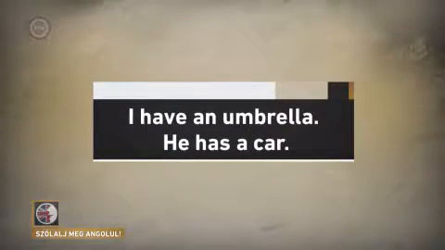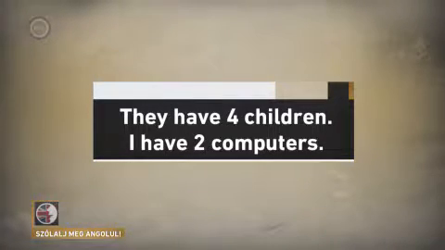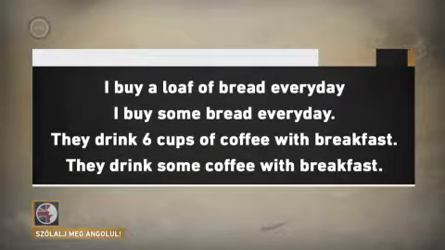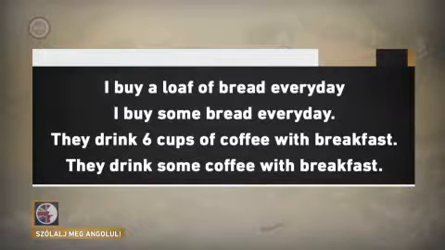So, if we have a singular countable noun, we use a or an. If the noun is plural and countable, we use a number. With countable plural nouns, we can also use some. If the noun is uncountable, we can't use a or an or a number. With uncountable nouns, we have to make it countable or we use some.